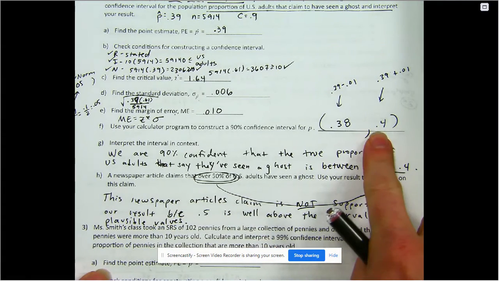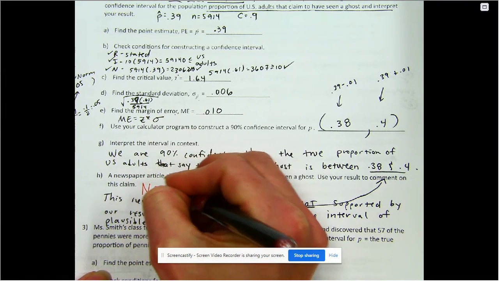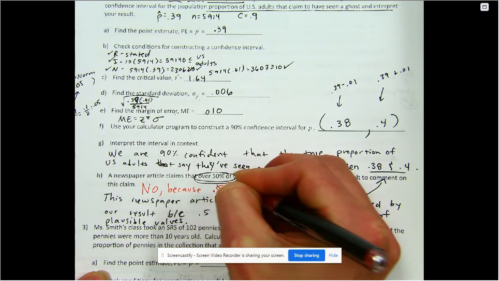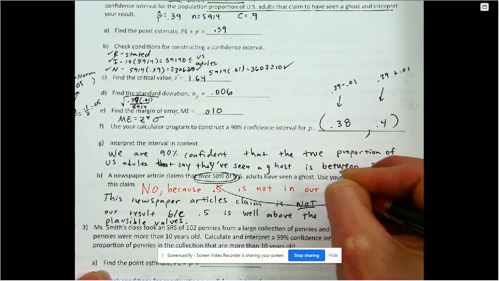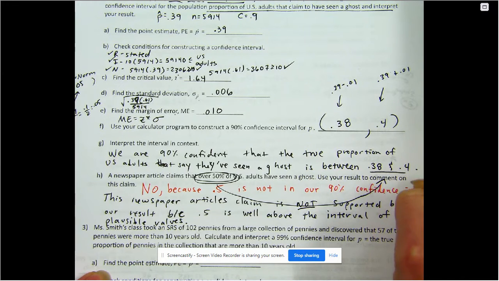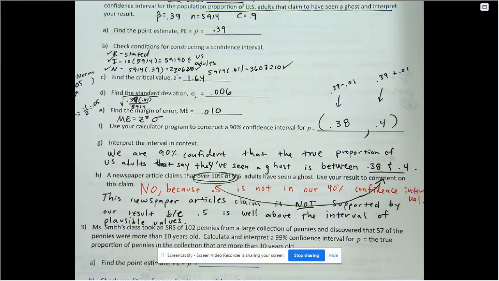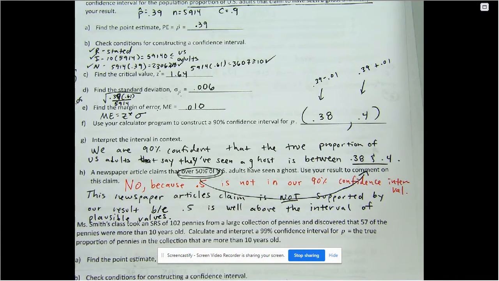So what is our interval? It's an interval of plausible values. So a simpler answer might just be like, no, because 0.5 is not in our 90% confidence interval. It is not in there. So if it's in there, we would have said, yes, 0.5 is in our confidence interval. So that's a reasonable or plausible value. But if it's not in there, then we would say, no, we do not believe that. It's not in our interval.